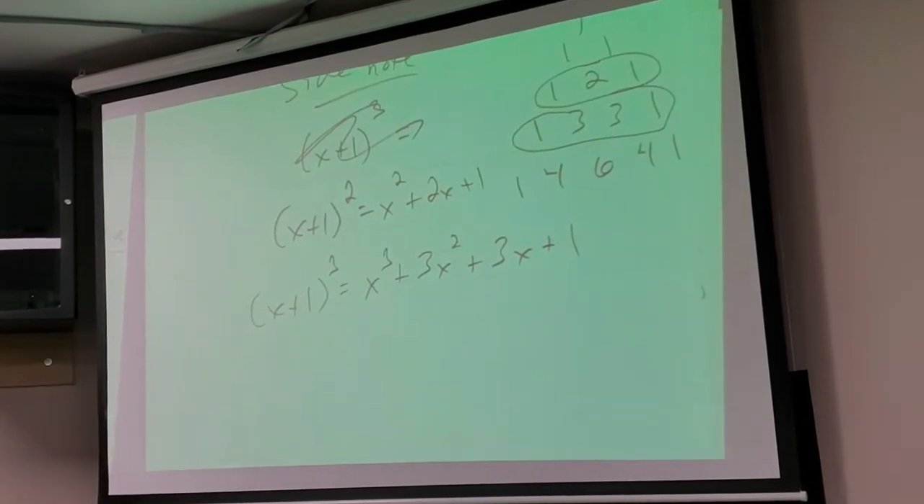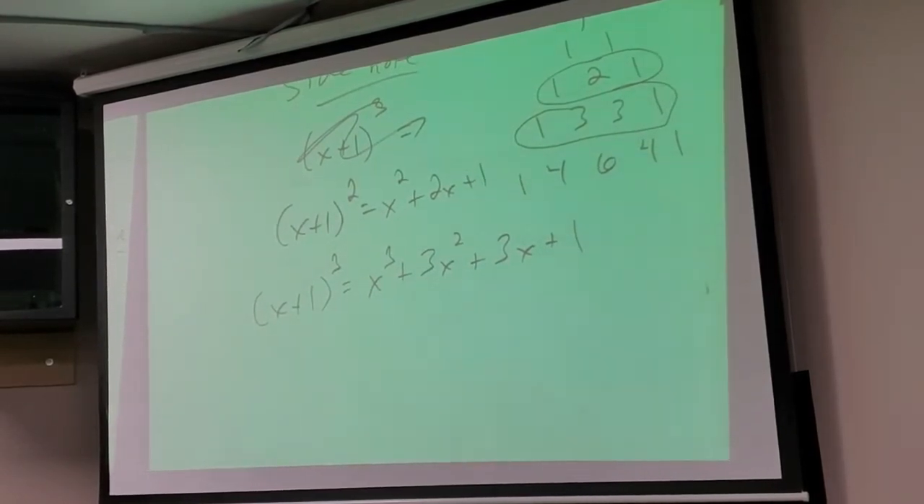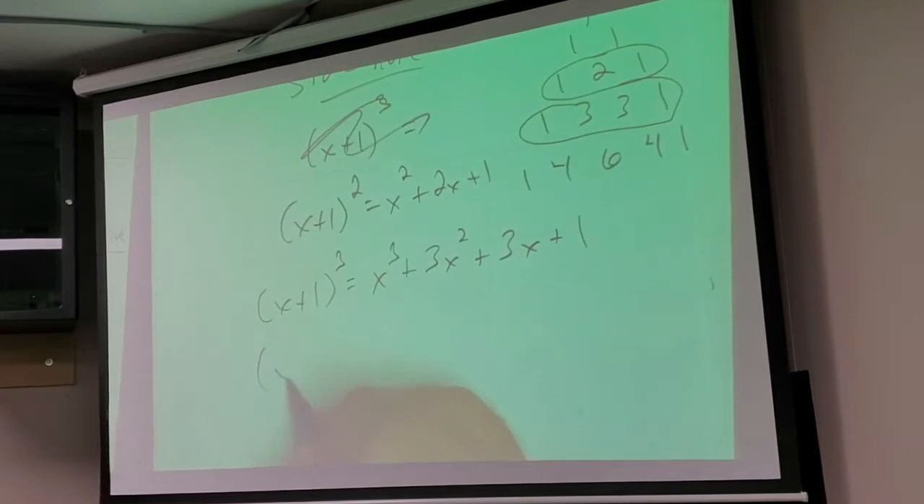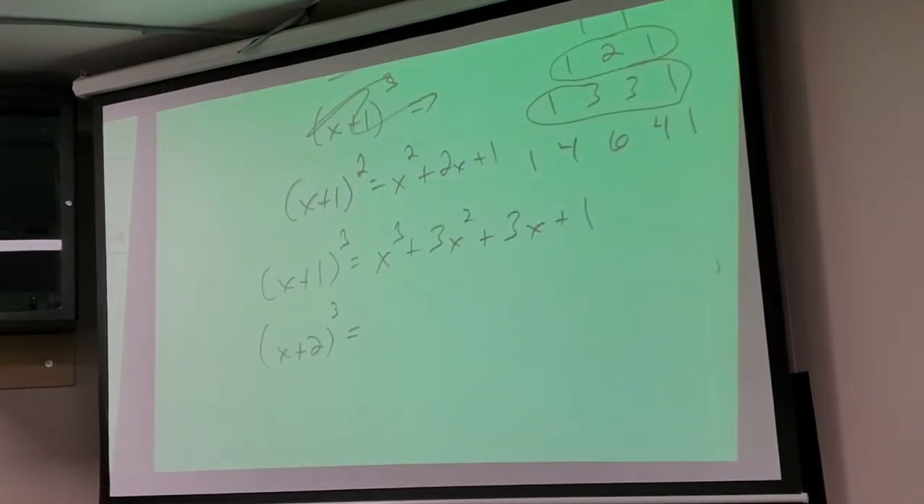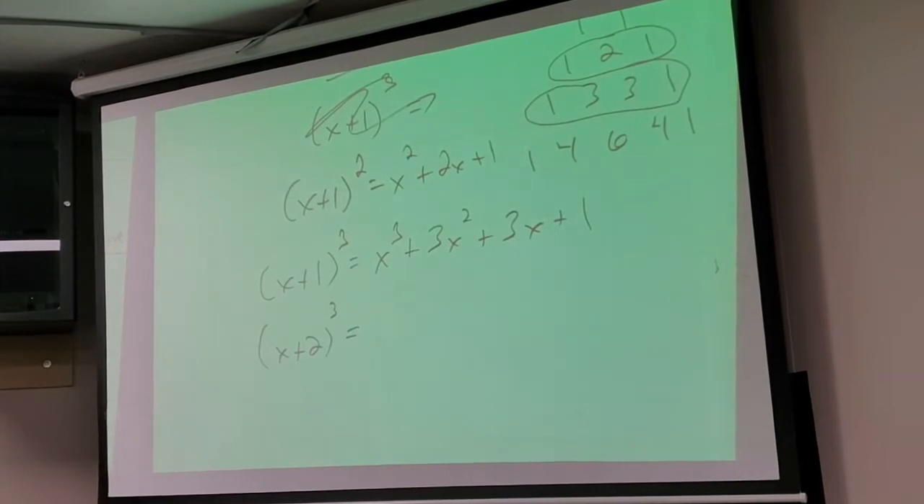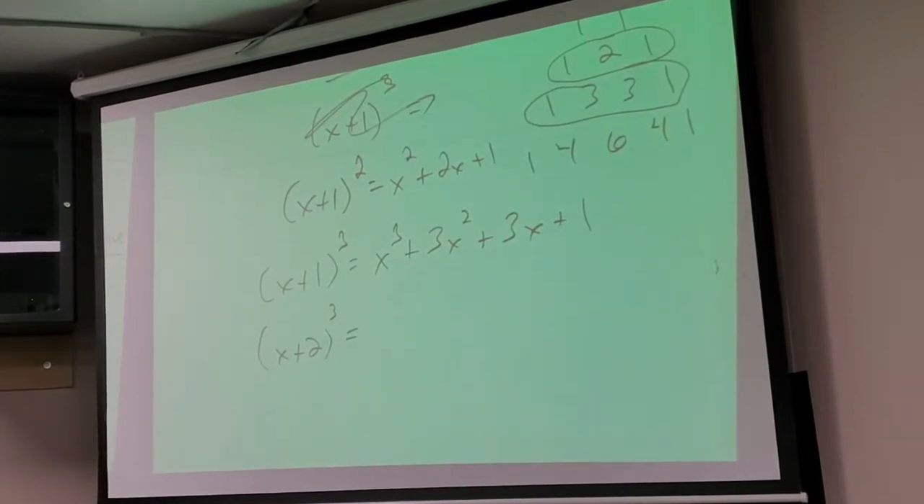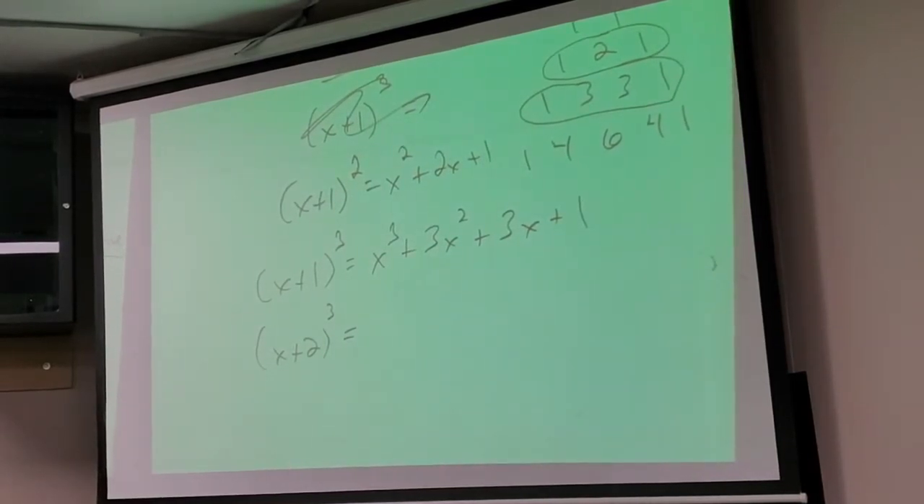And you can double check me if you want to. Now, the real trick behind this is, what would x plus 2 cubed be? And again, you don't have to do this. You could actually just write x plus 2 three times. It's not that big of a deal, but good God, what if it was x plus 2 to the 6th?